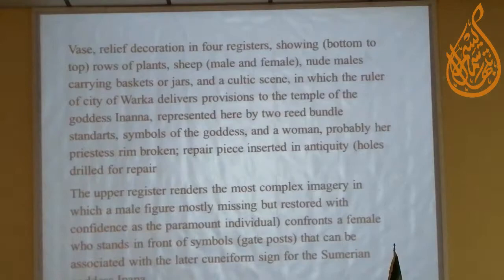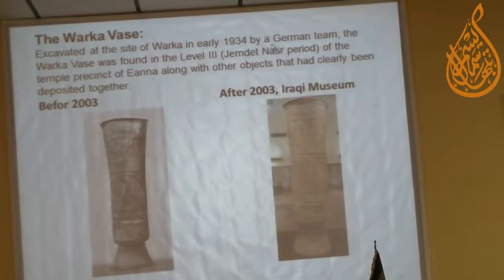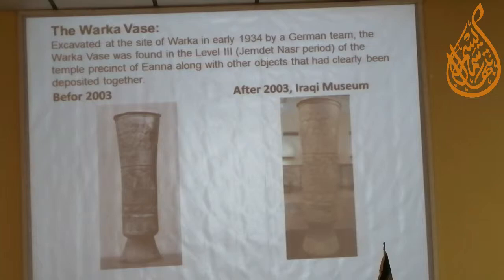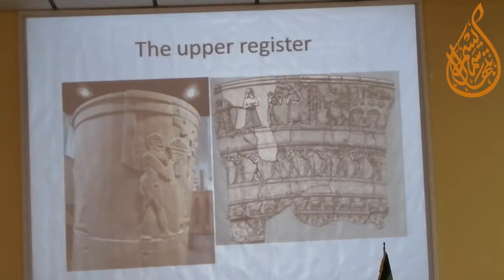Lower, sorry. Lower here, we can see canal water, and after that plants, maybe it's barley, and animals, goats, and here a naked man. And the upper register, Inanna, the goddess, here, Inanna the goddess, with some person naked, and the bird man.